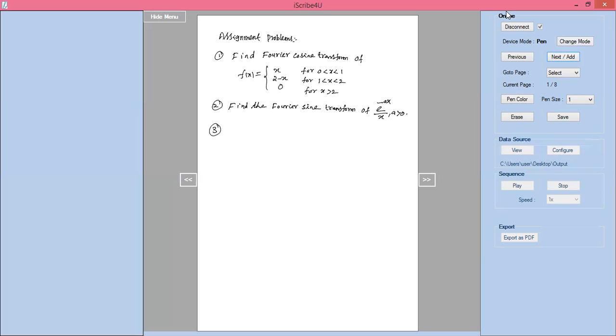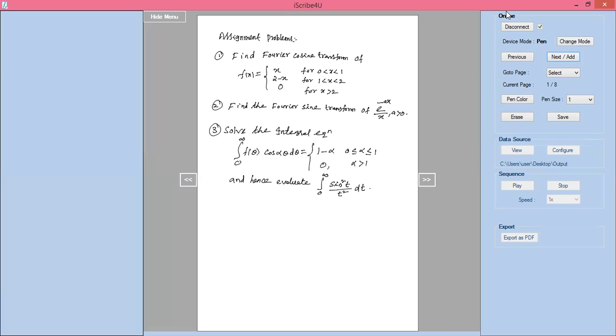Third problem: solve the integral equation, integration of 0 to infinity f of theta into cos alpha theta into d theta equal to 1 minus alpha for 0 less than or equal to alpha less than or equal to 1, and 0 for alpha greater than 1, and hence evaluate integration of 0 to infinity sine square t divided by t square into dt. These three problems we have to solve.